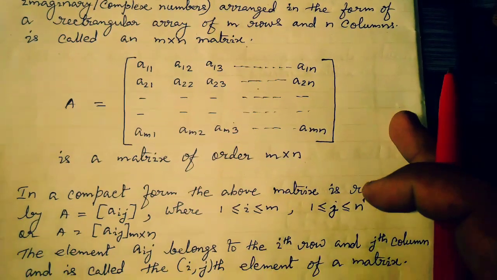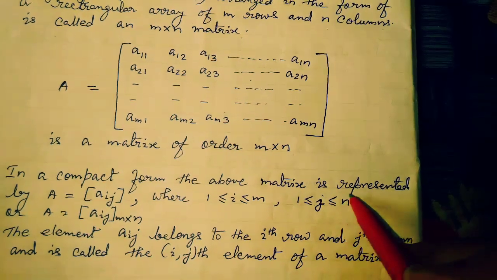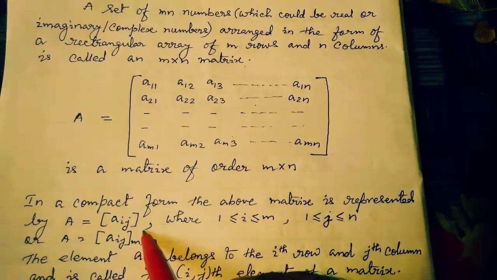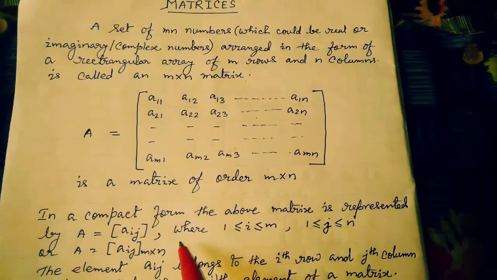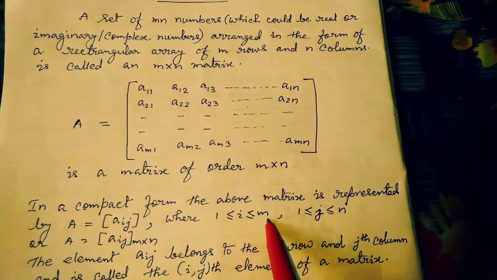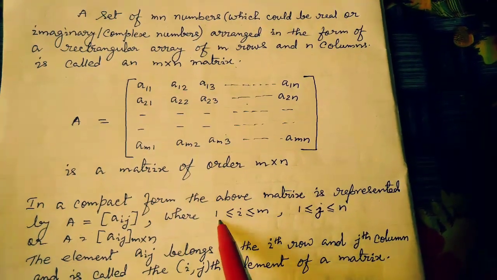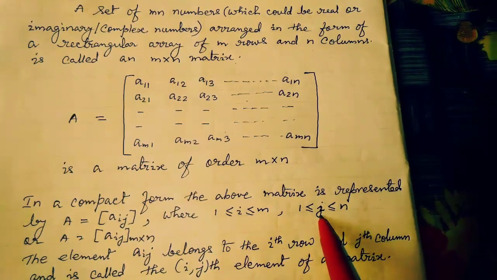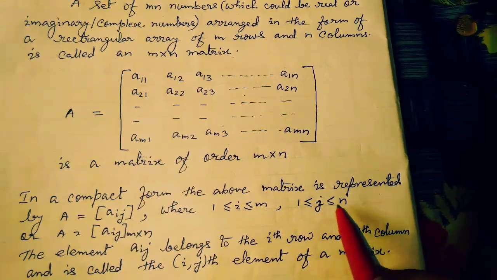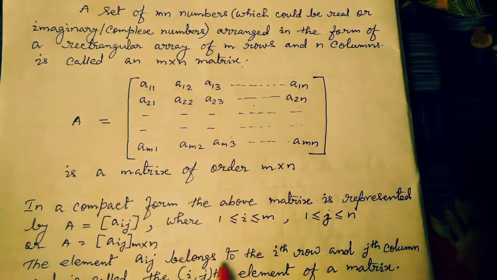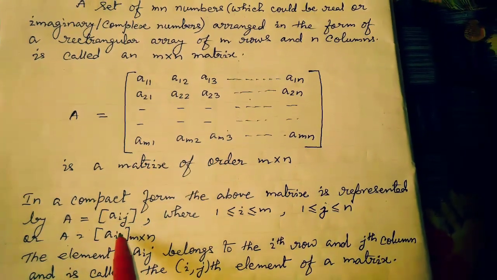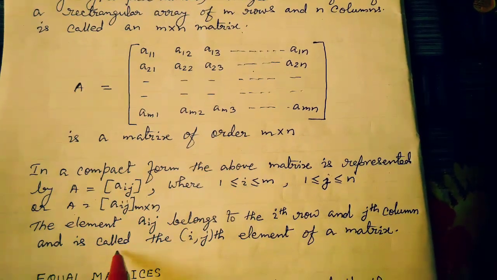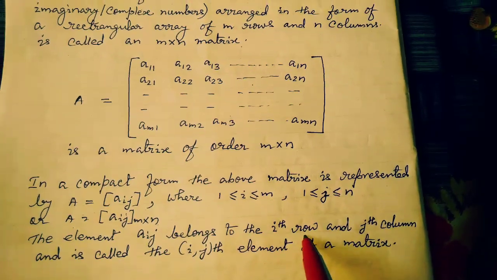Now in compact form, the above matrix is represented by A equals to Aij. So what is Aij here? In Aij, i lies between 1 and m, means the value of i is 1 or m, or between 1 and m. And the value of j will lie between 1 and n. Clear? Or you can write A as Aij, whose order is m into n. So the element Aij belongs to the ith row and the jth column.